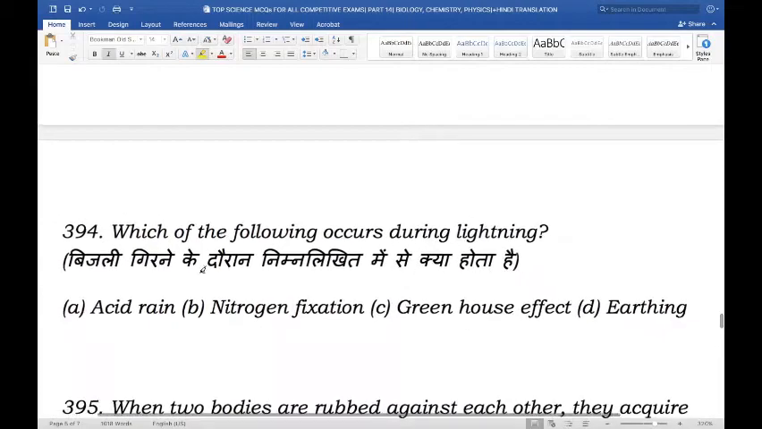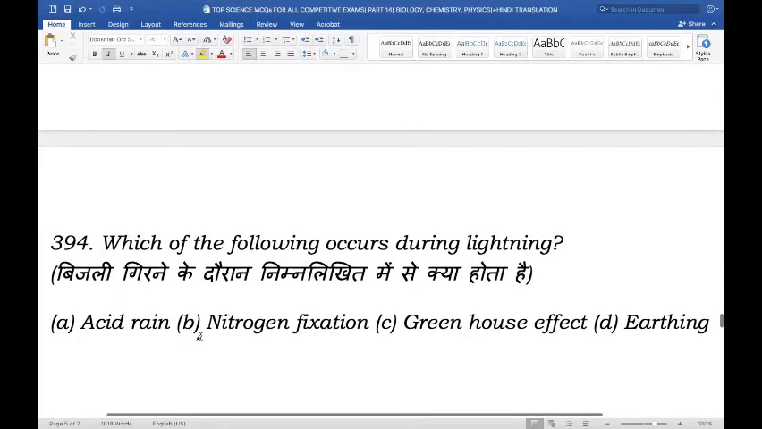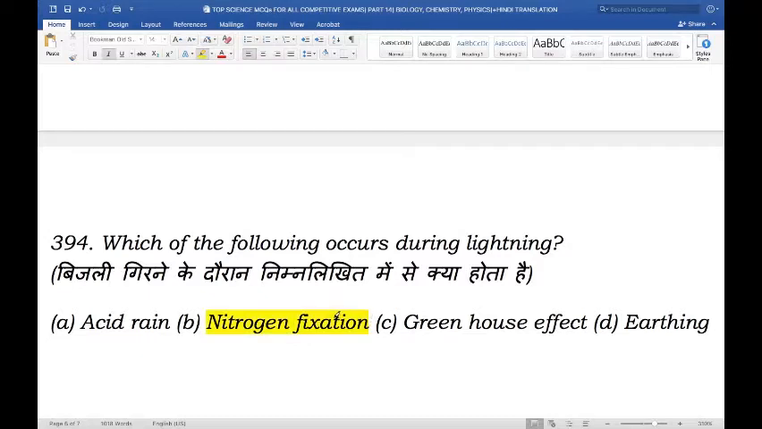Next question. Which of the following occurs during lightning? So when lightning occurs, which takes place? Does acid rain take place? Does nitrogen fixation take place? Greenhouse effect? Or earthing? And the right answer here is nitrogen fixation. The enormous energy of lightning breaks nitrogen molecules and enables their atoms to combine with oxygen in the air, forming nitrogen oxide. This dissolves in rain, forming nitrates that are carried to the earth. So during lightnings, nitrogen fixation occurs.